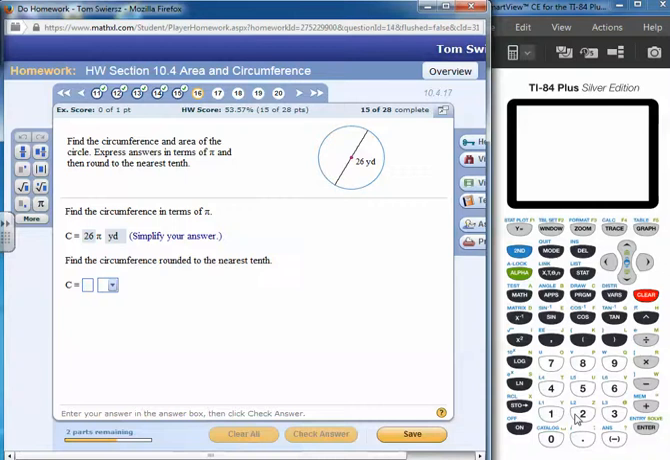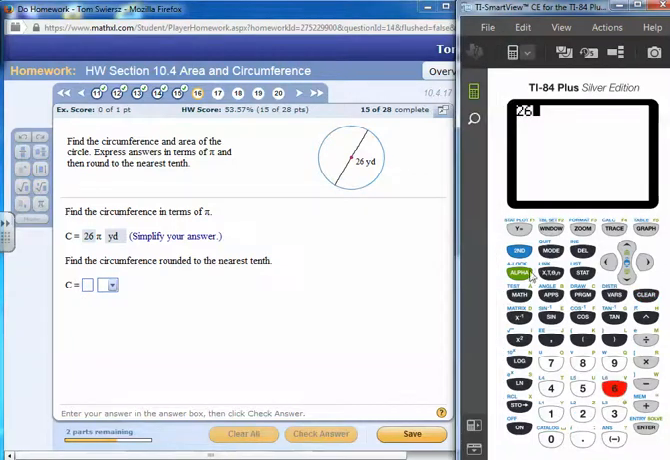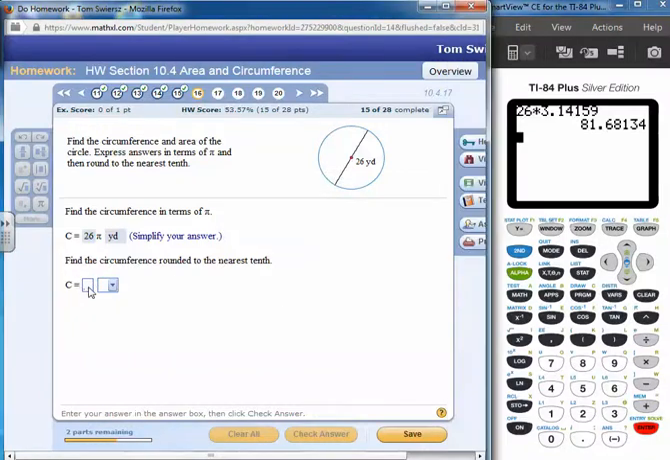Okay, the circumference to the nearest tenth: 26 times 3.14159 if you don't have a pi key on your calculator. And you get 81.68, so to the nearest tenth, one decimal, you would round up to 81.7. And again, the circumference is always a linear measure, the distance around.